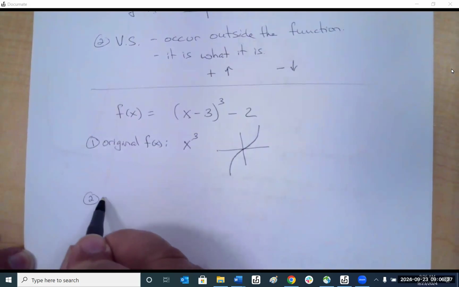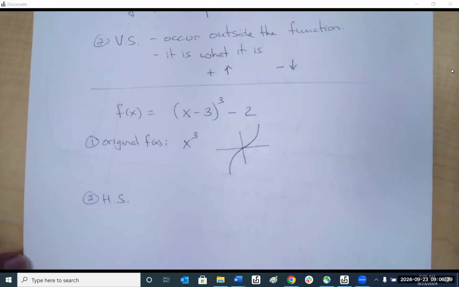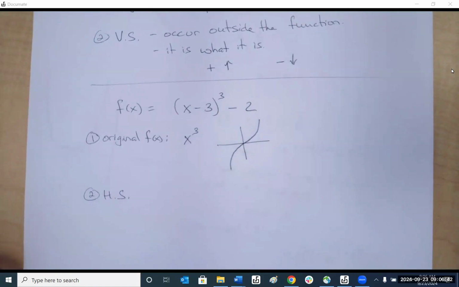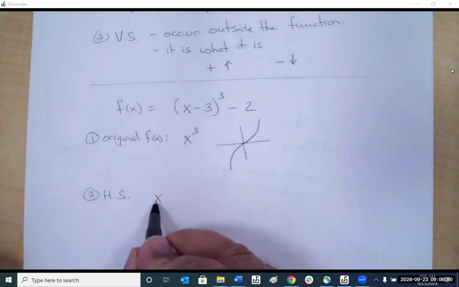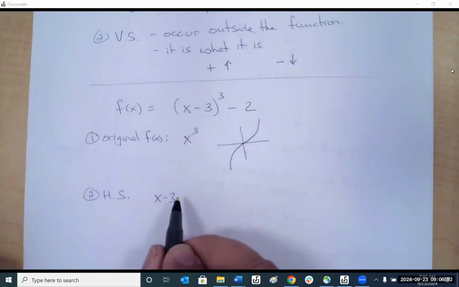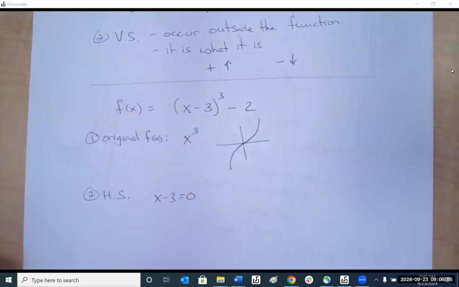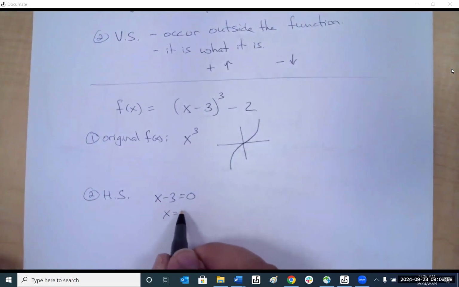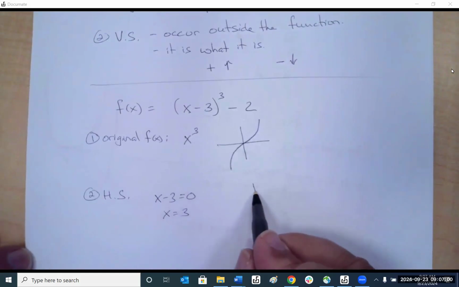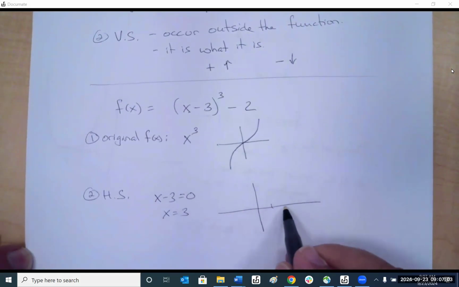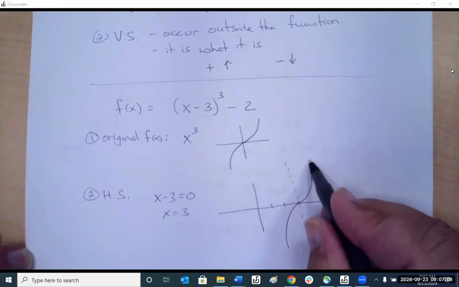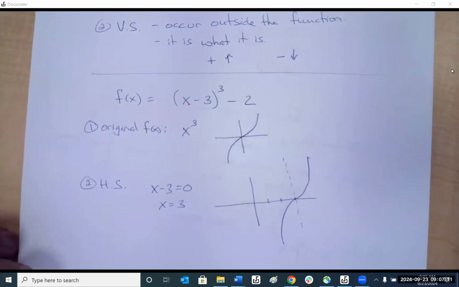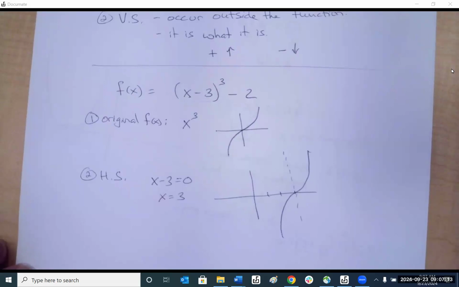Second thing, is there a horizontal shift? There is. Well, it's inside the function. The function's cubed, so here it is. We have x minus 3. What do you do with that? Set it equal to 0, and then solve for x. So now what that tells me is I shift my origin 3 spaces to the right. Now my graph has moved over here. It's the same graph, I just shifted it to the right.